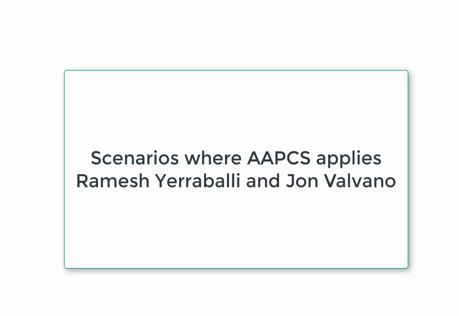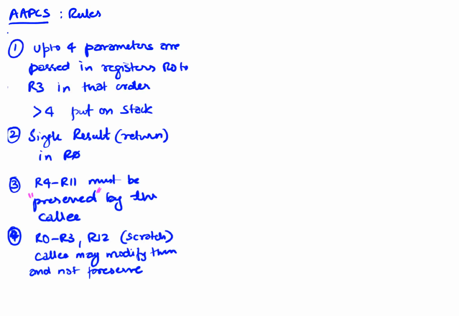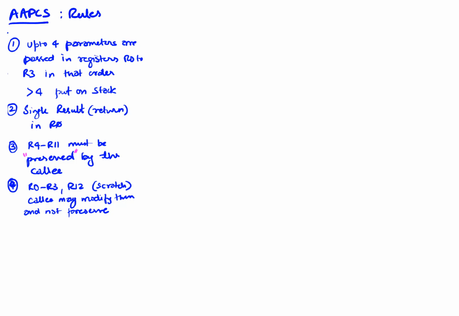So Ramesh, you told me what the ARM architecture procedure call standard is and why it's important, but can you walk me through some scenarios where it applies? I don't really know what I'm going to do with it. Well, we said that it's basically listing rules. Right? And if you recall, there were four of them. One talks about passing parameters, one is returning parameters, one is obligations, and one is rights. Right? Got it. So we know these.